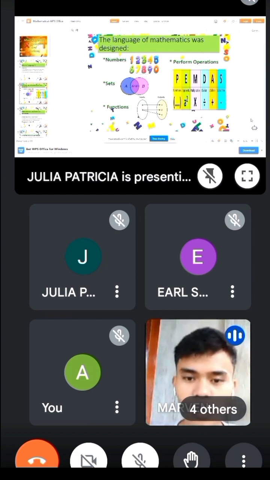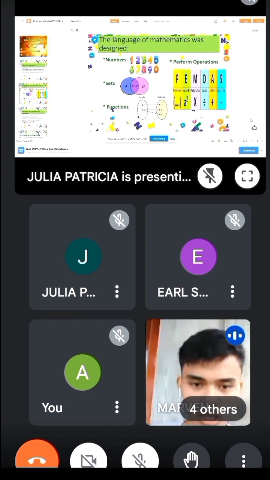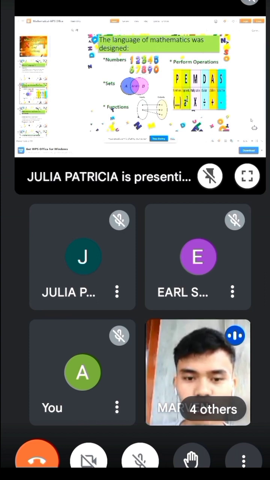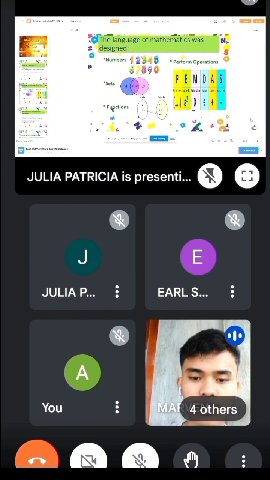So we also have performing operations. For performing operations, we have the PEMDAS rule. So in solving mathematics, we should simplify what comes first in PEMDAS. First is the letter P. P stands for parentheses, followed by E for exponent, M for multiplication, D for division, A for addition, and lastly S for subtraction. Next.